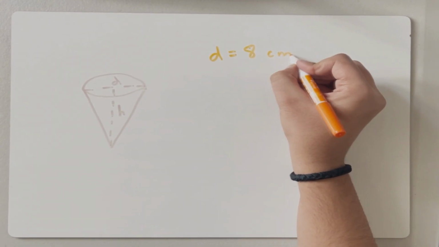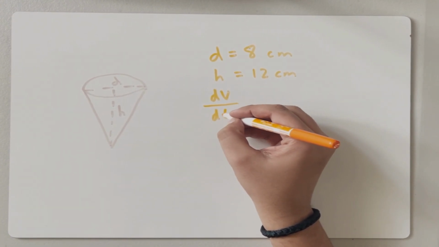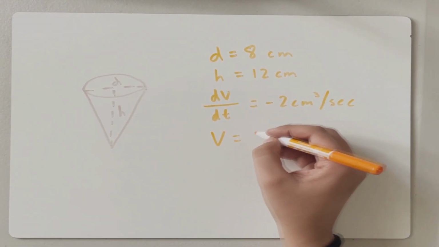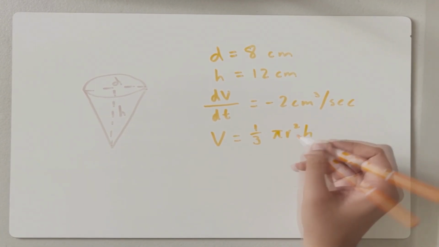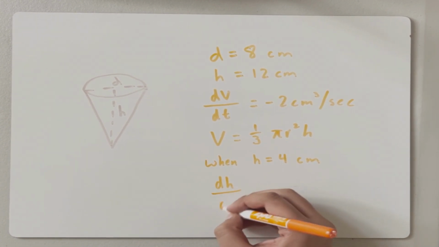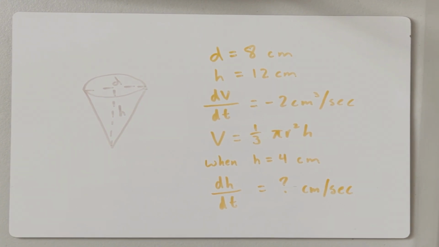D from the problem is 8 centimeters and H is 12 centimeters. dV/dt is negative 2 centimeters cubed per second as the water is dripping out of the cone. Our formula for volume will be 1/3 pi r squared h, and when h is equal to 4 centimeters, we need to find what dh/dt is.